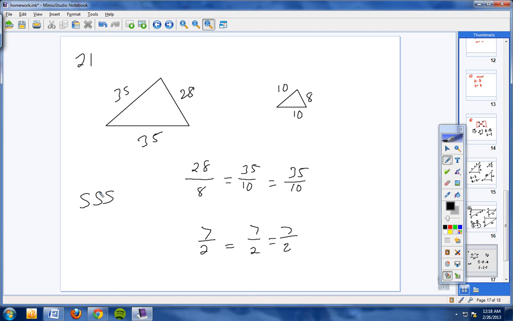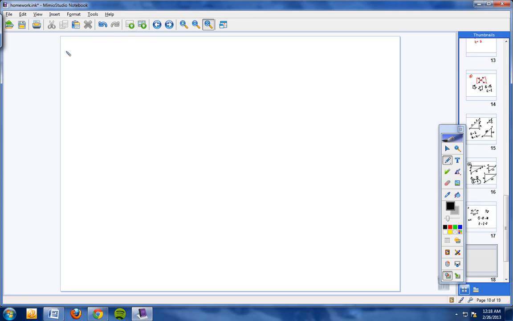And then it says state the similarity. I'm really going to skip this, guys. I'll be honest, we've done so many of these. The main thing is, are you able to show that these two triangles are similar? That's the main thing. All right, number 22.